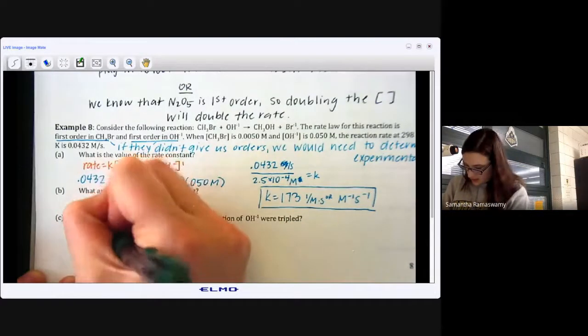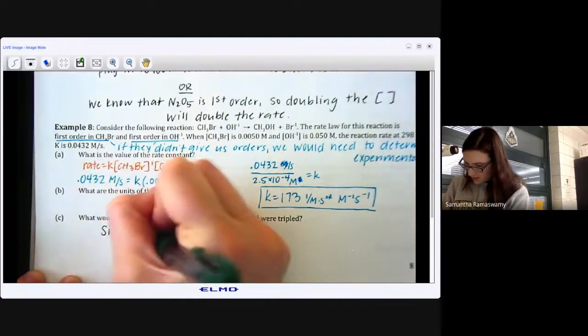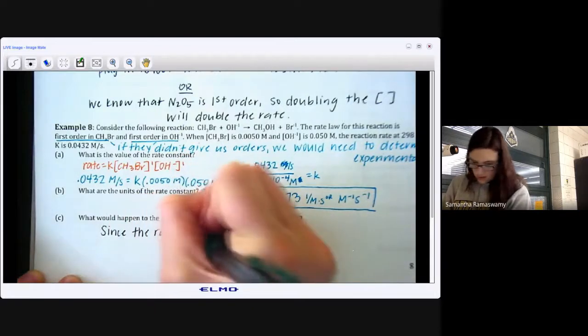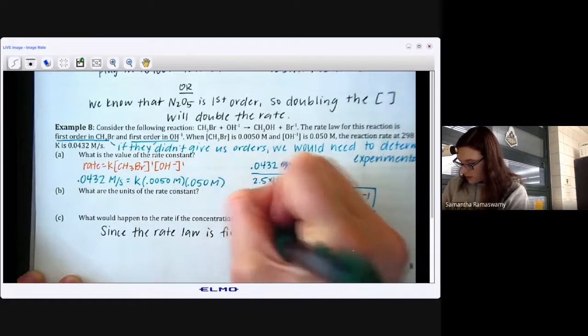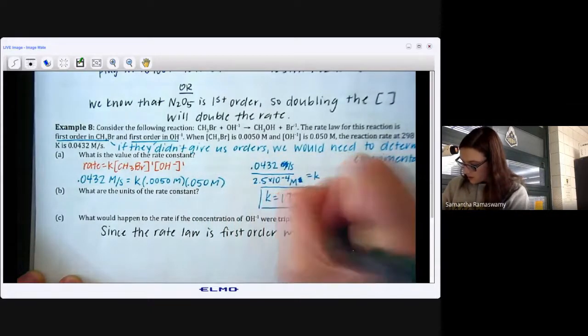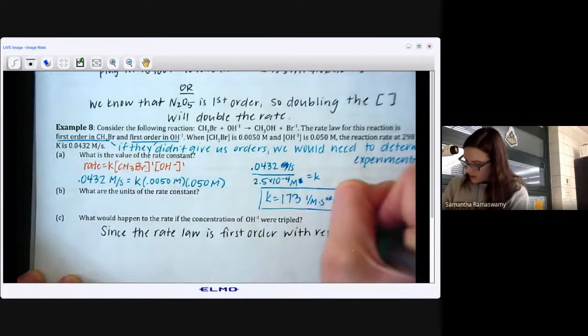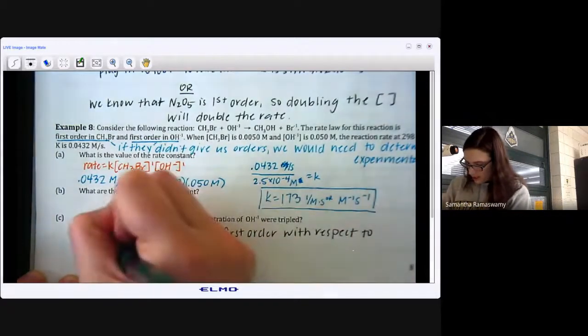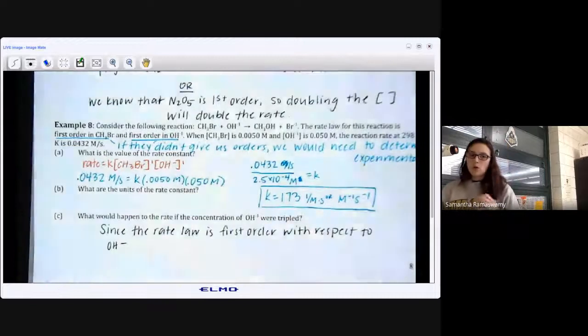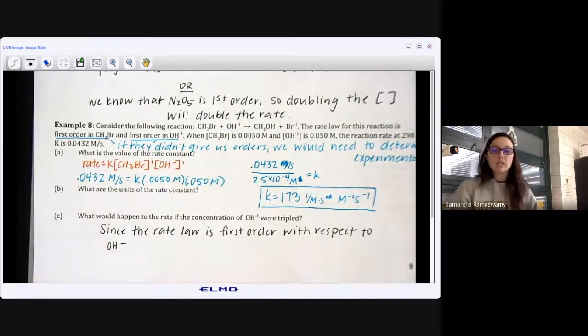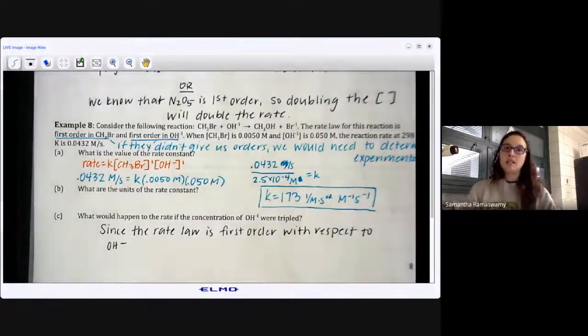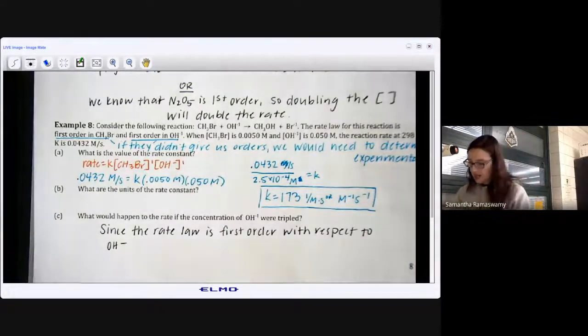So we can say since the rate law is first order with respect to OH minus, and I'm trying to write the wording in different ways so that way you can see how AP will ask it. They might say it's first order in OH minus. They might say it's first order with respect to OH minus. They might just say OH minus is first order. It all means the same thing.